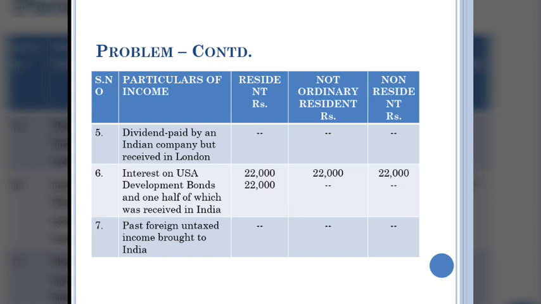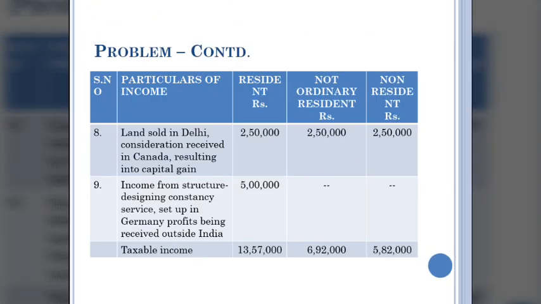Then the past foreign untaxed income brought into India, it is not taxable to anyone. Then the next one is land sold in Delhi, consideration received in Canada, resulting into capital gain. Land sold in Delhi, so it is an Indian income, so whether it is received outside is not a problem, so it is taxable to all.